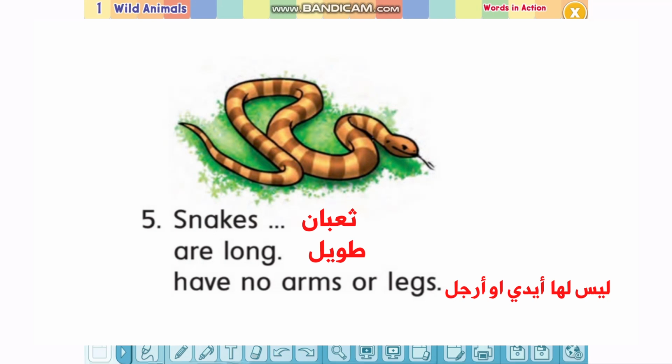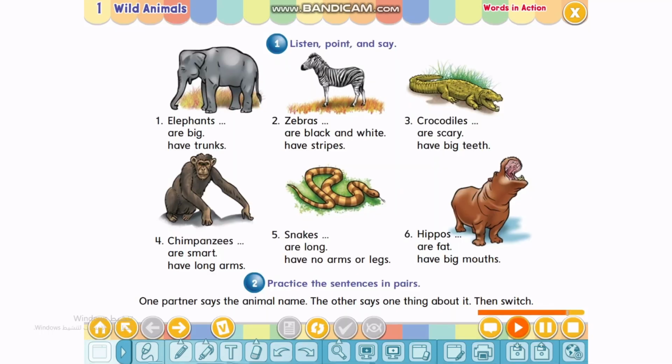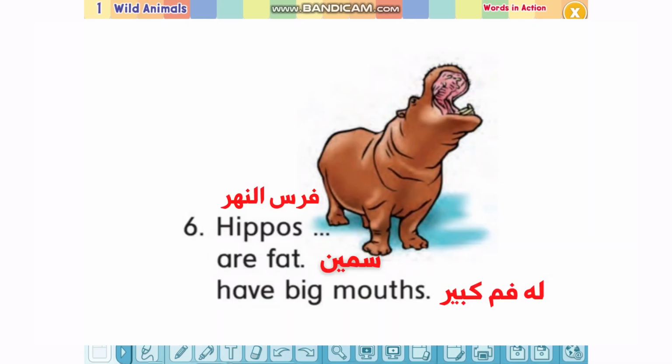Five. Snakes are long. Snakes have no arms or legs. Six. Hippos are fat. Hippos have big mouths.